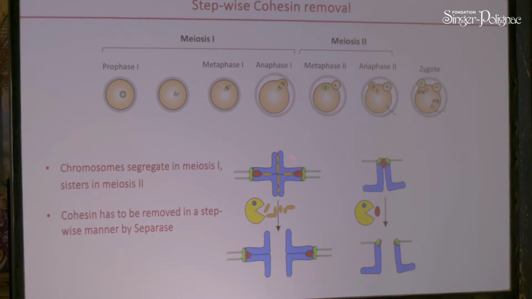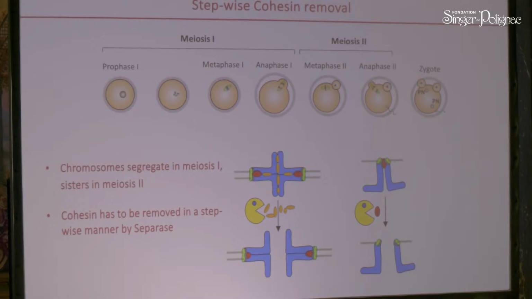It's important that cohesion is maintained up to metaphase because this is what allows the establishment of tension-bearing attachments. And it is also important to keep in mind that in both meiosis I and meiosis II, it's the same enzyme that removes cohesion, from arms in meiosis I and from the centromere region in meiosis II, which is separase.